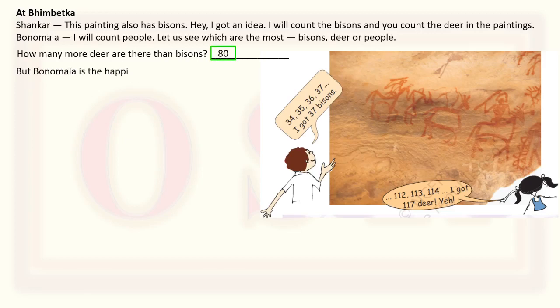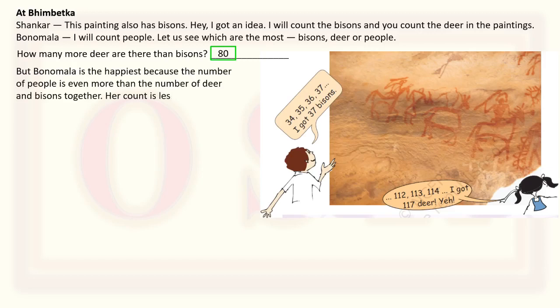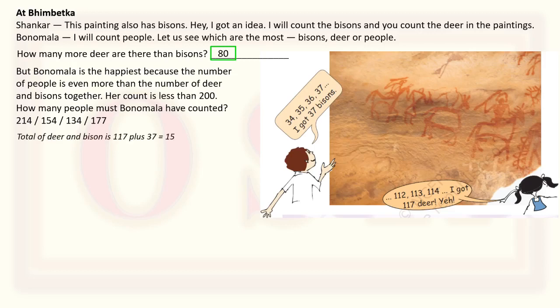But Bonomala is the happiest because the number of people is even more than the number of deer and bisons together. Her count is less than 200. How many people must Bonomala have counted? 214, 154, 134 or 177? Okay. The total of deer and bison is 117 plus 37 is equal to 154. Bonomala's count is less than 200 but more than 154. So the only option matching is 177.